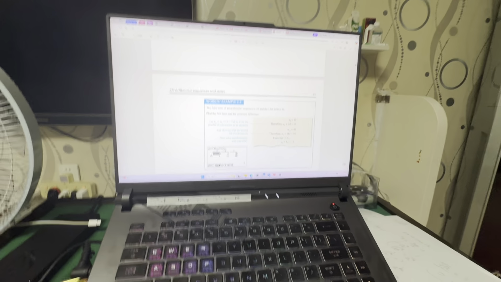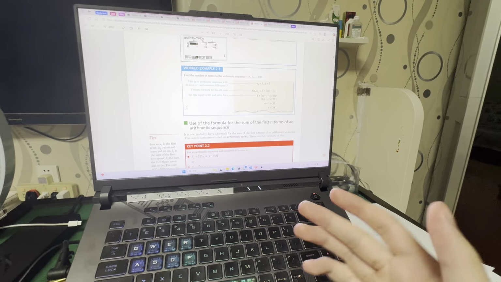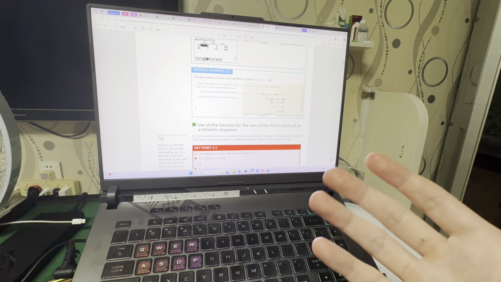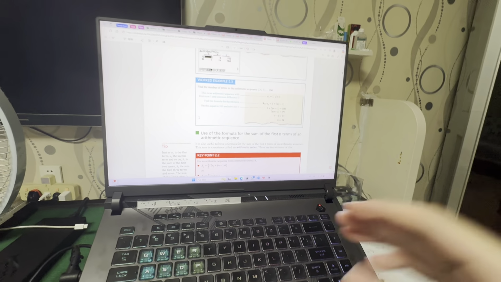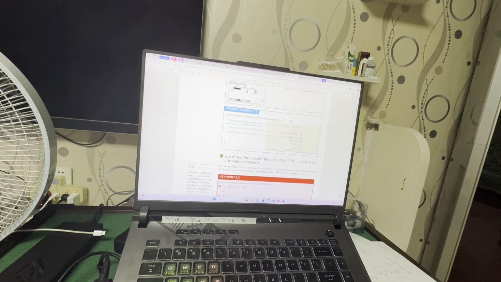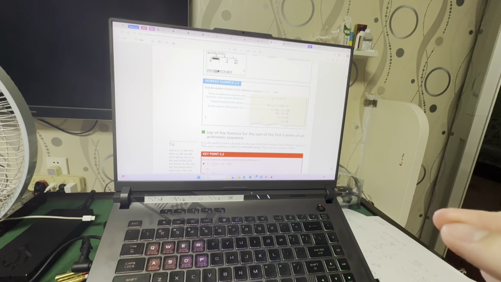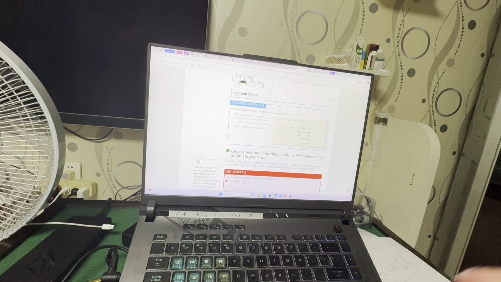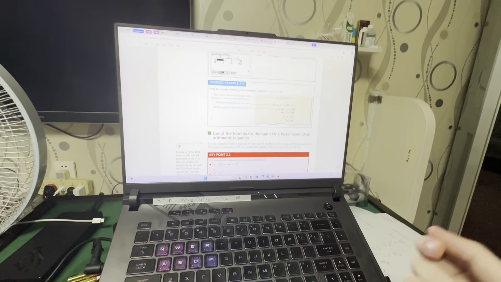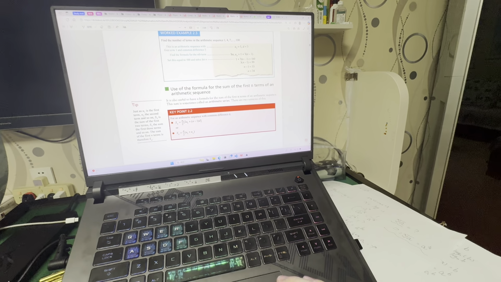So for this kind of question, we just calculate according to the definition and the formula, whether it asks for the nth term or the common difference, something like that. Then here is something really interesting.